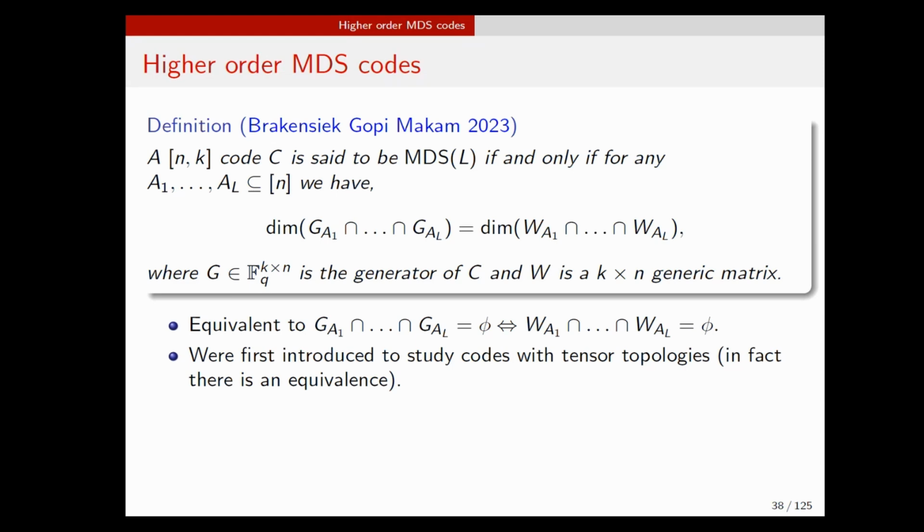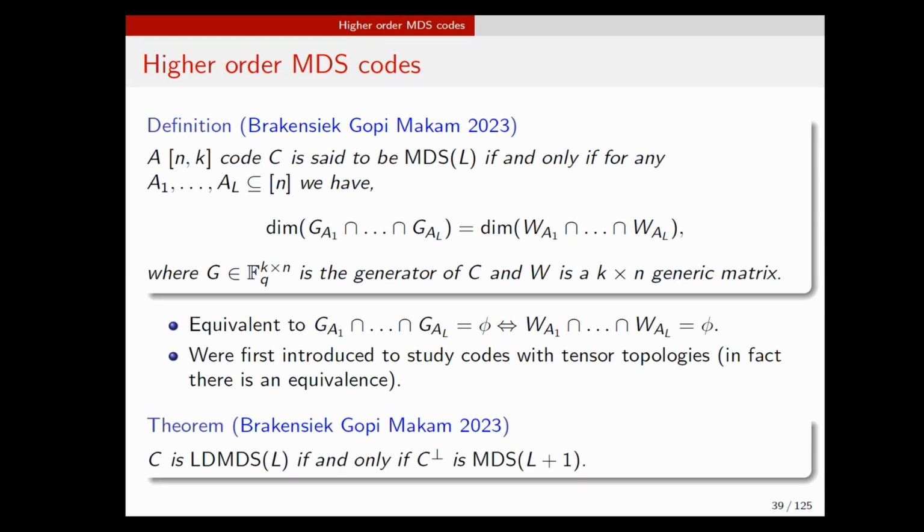So you look at the subspace spanned by A1 and G, and the subspace spanned by A2 and G, and so on. Then that intersection is empty if and only if it's empty like that. Okay. So now the way I'm telling this story is not the way this was discovered. This was first discovered while studying a certain family of tensor codes. I will be saying nothing about that. There is also an equivalence there. So it's pretty amazing how many things this MDS code, higher order MDS code concept ends up being connected to.